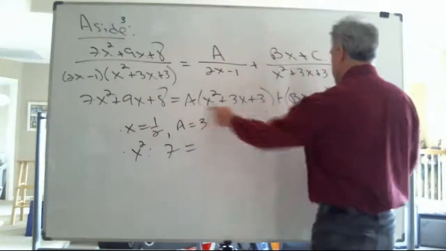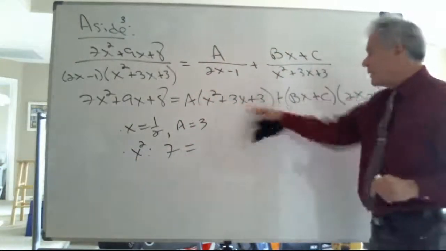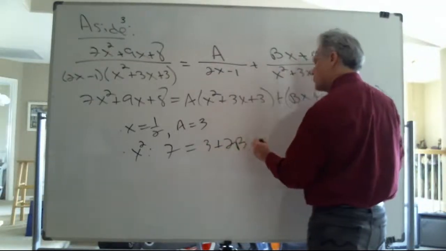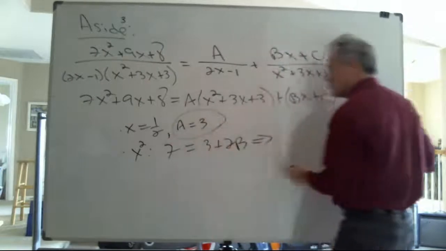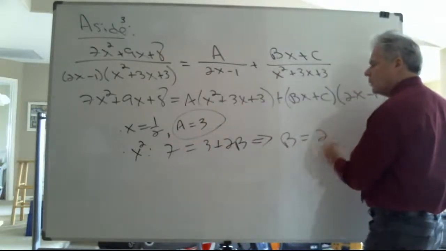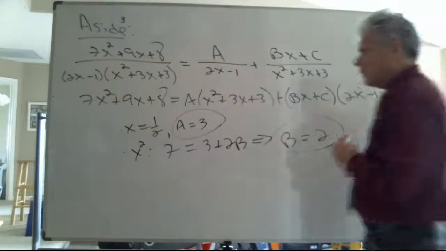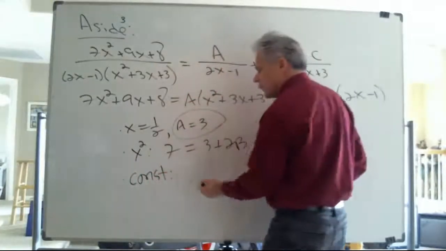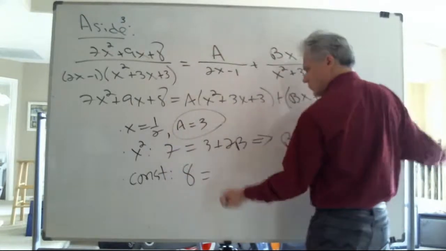On the right-hand side is a plus b. Excuse me, it's a plus 2b. And if I equate constants on both sides of the equation, I generate this.